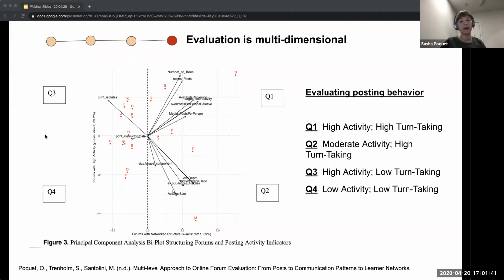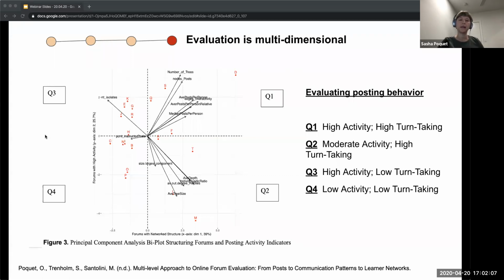Some have high activity and high turn taking, some have moderate activity and high turn taking, some have high activity but low turn taking, and some courses have low activity and low turn taking. It's obvious that low activity and low turn taking courses were not designed for social learning. But how do you decide which one's better? Is high activity and high turn taking better than moderate activity and high turn taking? It's very difficult to evaluate that without knowing more.